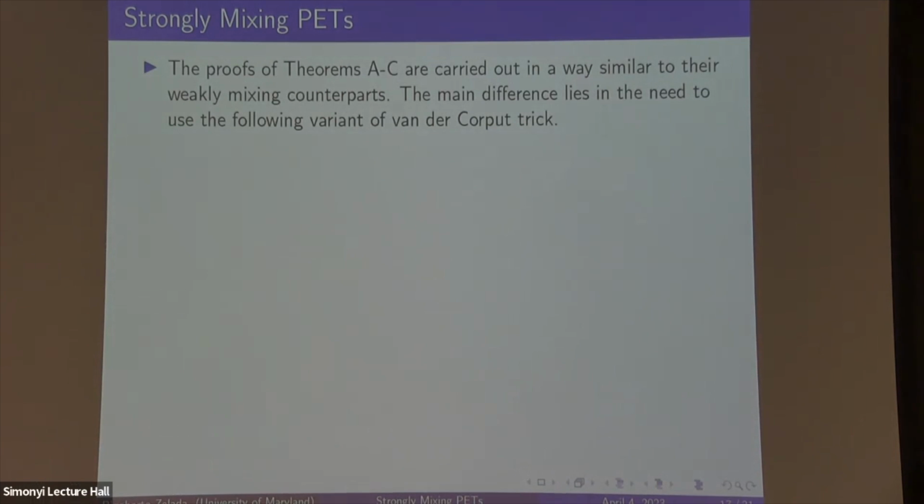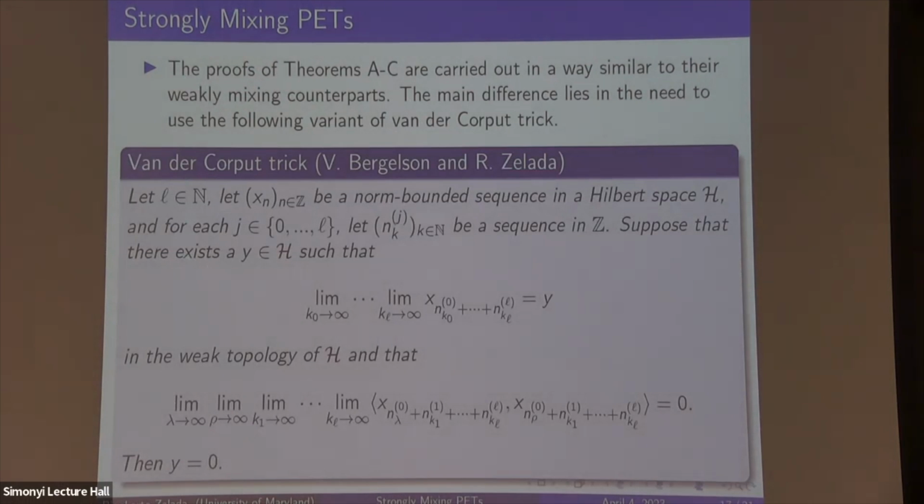All right, so now how does one prove any of these results? The answer is that theorems A through C are carried out in a similar way as the weakly mixing counterparts, with the only difference that one has to find a van der Corput trick which makes sense for the mode of convergence. And here is the van der Corput trick that makes sense for this mode of convergence.